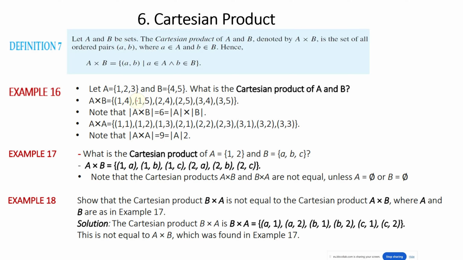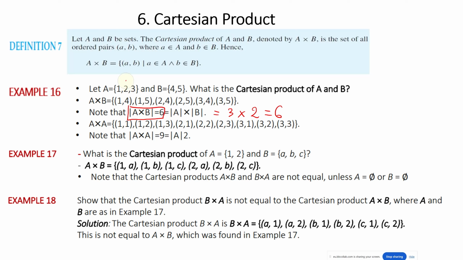And hence this is the Cartesian product A x B: 1 4, because we take the first one associated with 4, 1 5, and then we have 2 4, 2 5, and then 3 4 and 3 5. And note that if I take the cardinality of this, it is going to be 6, which is the cardinality of A multiplied by the cardinality of B. That means how many elements do I have in A? That's 3. Multiplied by how many elements do I have in B? That's 2. That means it gives me this.